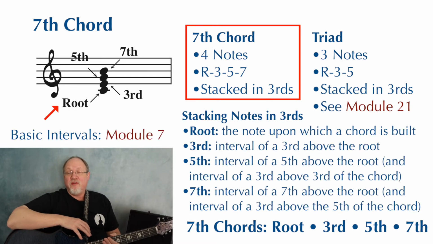The root is the note the chord is built on. The third is an interval of a third above the root. The fifth of the chord is an interval of a fifth above the root. Also, the fifth is an interval of a third above the third. And the 7th of the chord is an interval of a 7th above the root. And since we're stacking all these notes in thirds, the 7th is also an interval of a third above the 5th of the chord.